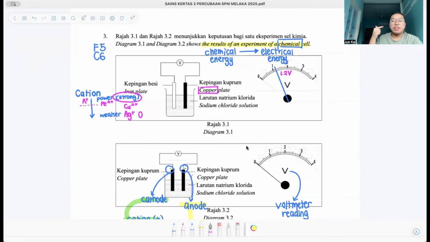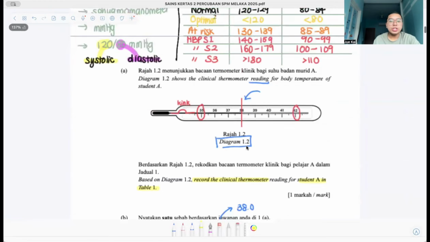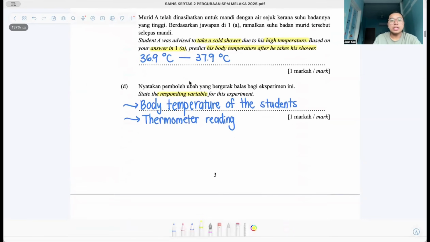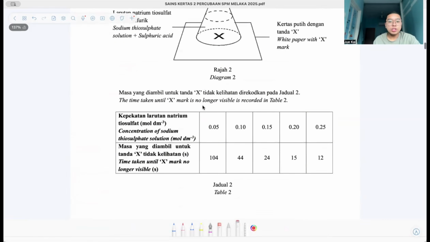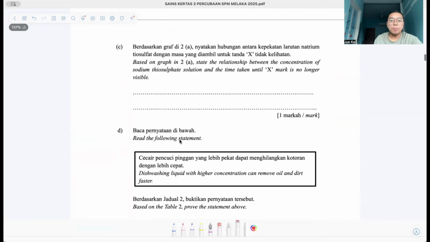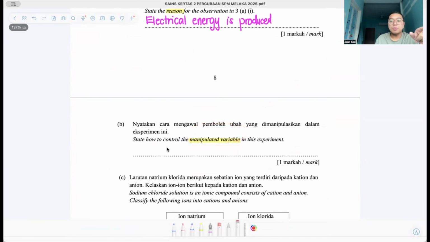I always write down the MV, RV, CV before I answer the question. This is my technique. You need to memorize all the MV, RV, CV to survive, because every experiment question, at least one will come up. If you don't trust, let's see. Go back to question number one. You see, state the responding variable. Next, question two, although I didn't teach, you see, state the constant variable. Question three, manipulated variable, but this question asks for how to control.